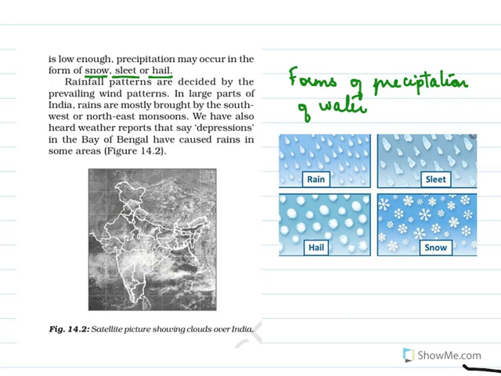So here the different precipitations of water could be rain. Then we have sleet. This is hail and snow.